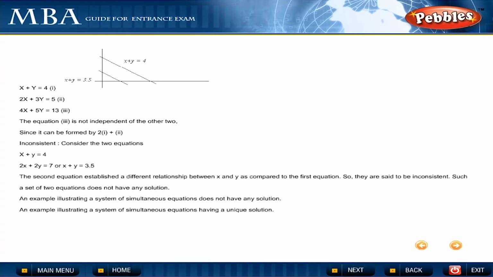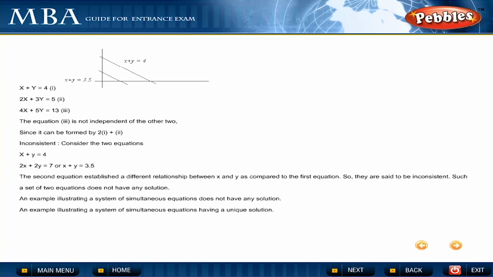Inconsistent. Consider the two equations: x plus y is equal to 4, and 2x plus 2y is equal to 7, or x plus y is equal to 3.5. The second equation establishes a different relationship between x and y as compared to the first equation. So they are said to be inconsistent. Such a set of two equations does not have any solution. An example illustrating a system of simultaneous equations that does not have any solution.